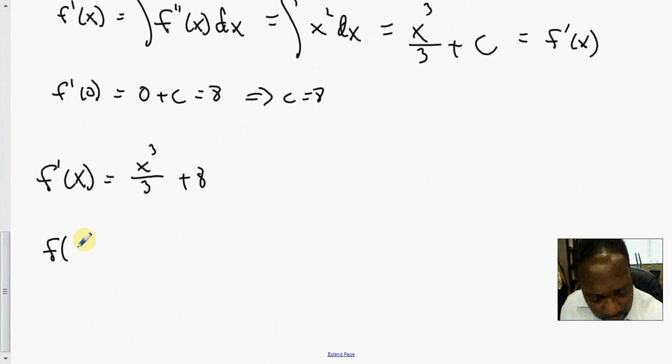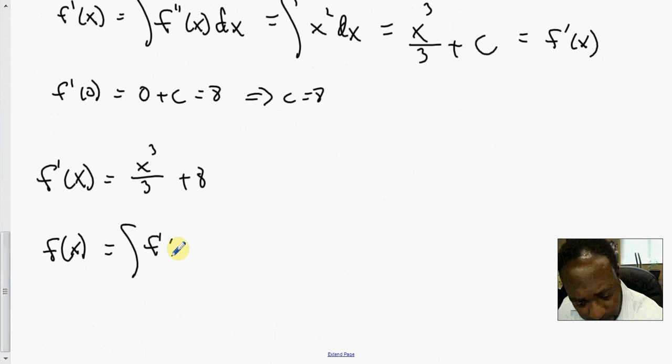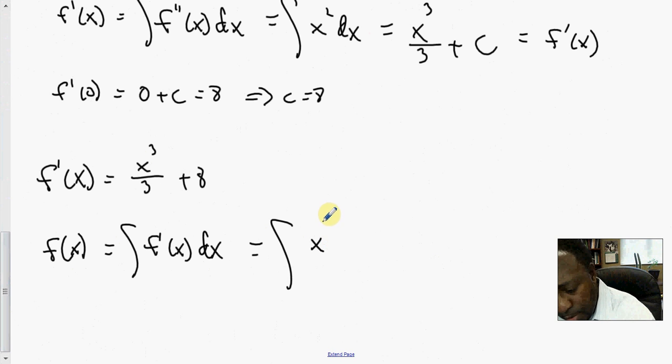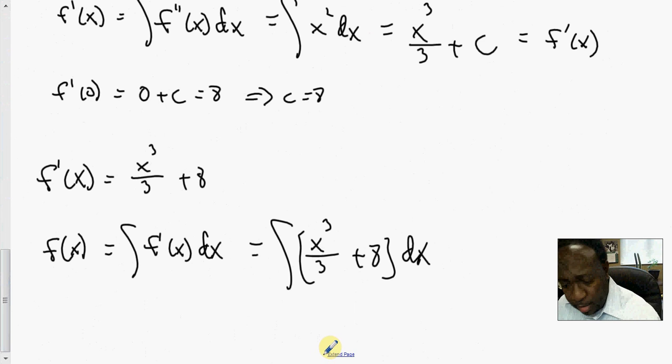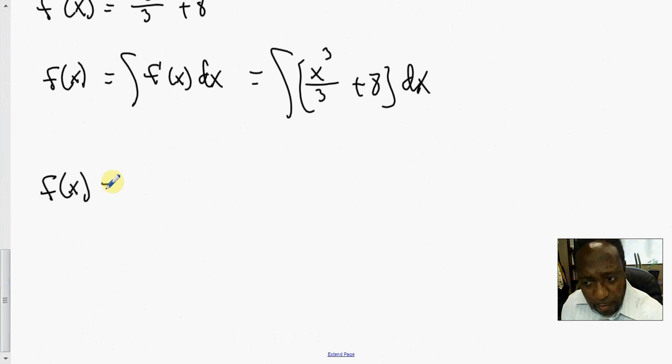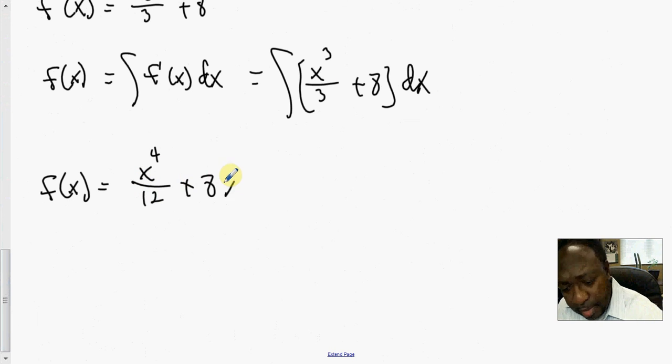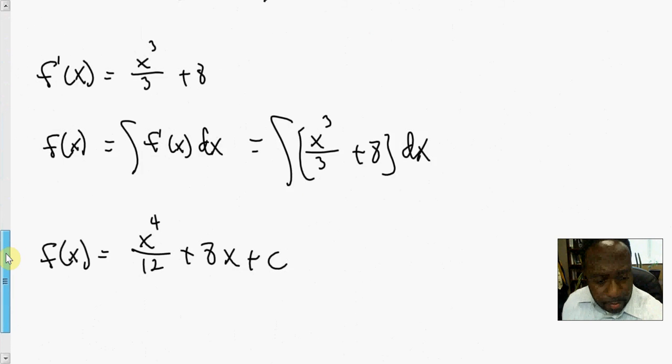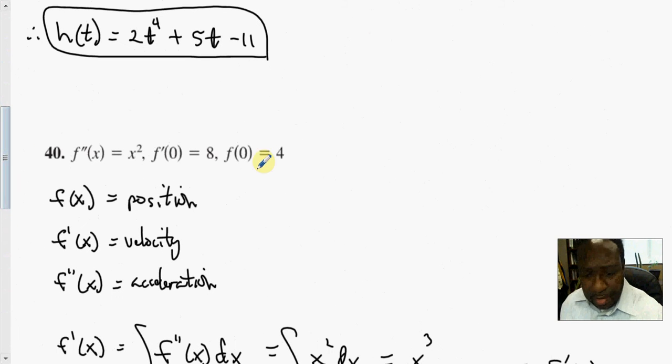So now f of x is its integral, the integral of f prime of x dx. So we integrate x to the 3 over 3 plus 8 dx. So f of x is equal to x to the 4th divided by 3 times 4. We get 12 plus 8x plus c. Now f of x has an initial condition as well.